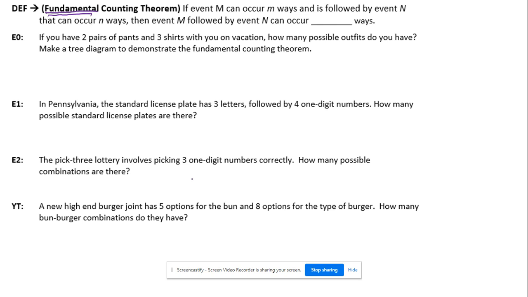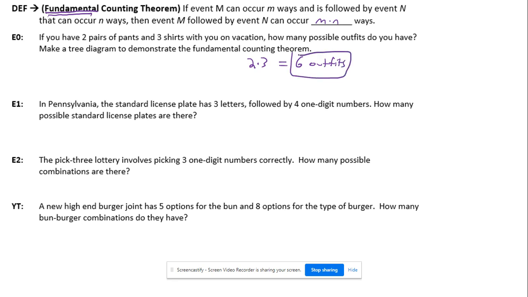The fundamental counting theorem says this: if event m can occur m ways, and event n can occur n ways, then there are how many possible ways to combine those? The event m followed by event n can occur m times n ways. So if I have 2 pairs of pants and 3 shirts on vacation, how many possible outfits do I have? Well, I would multiply those two numbers together. 2 times 3 gives me 6 outfits.